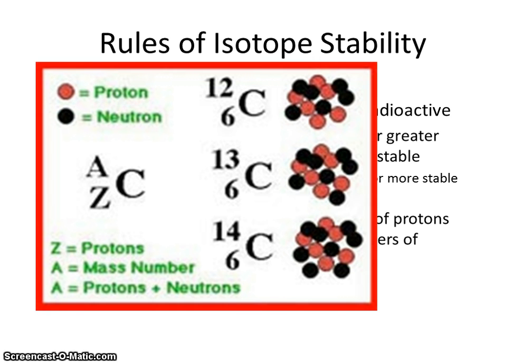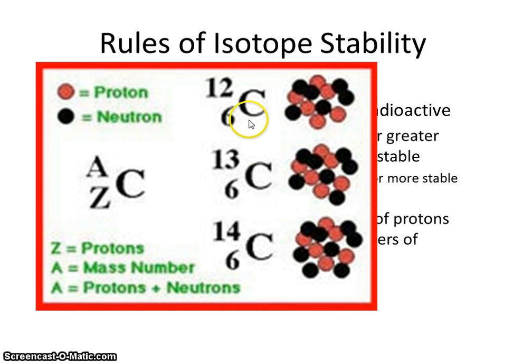So let's look at an example. Here we have 3 different isotopes of carbon. We have carbon-12 with 6 protons and 12 neutrons. We have carbon-13 with 6 protons and 13 neutrons. And we have carbon-14 with 6 protons and 14 neutrons.